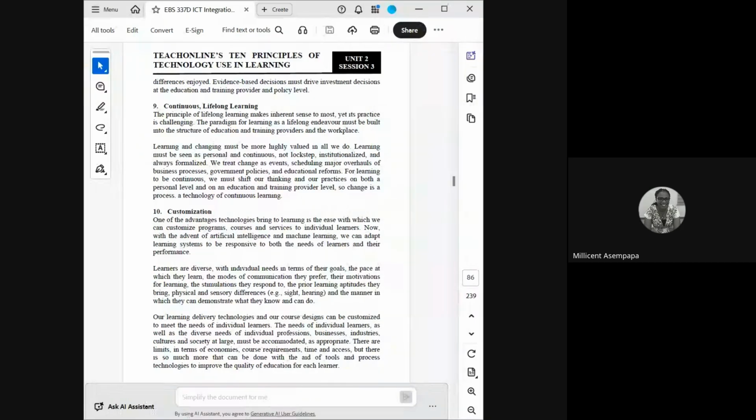There are limits in terms of economics, cost requirements, time, and access, but there is so much more that can be done with the aid of tools and process technologies to improve the quality of education for each learner. So every learner must have something that he or she would also be comfortable with when using technology. So if I know that I cannot type, I can have the opportunity to use speech-to-text apps in producing the text of whatever I want to type.